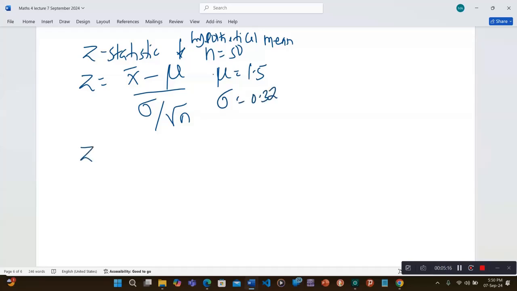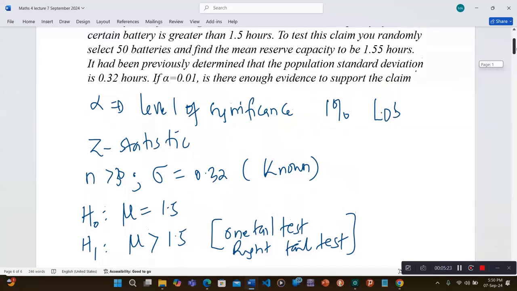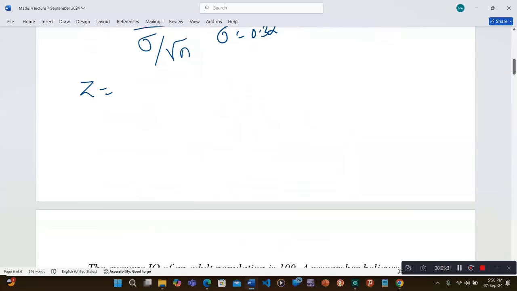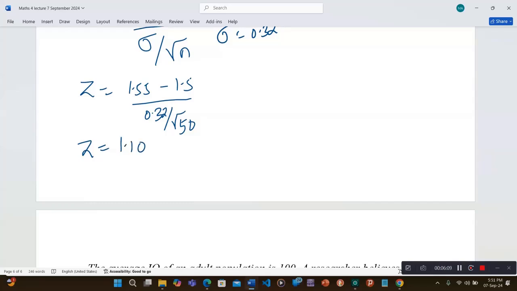So we can get Z, which is equal to the sample mean. We are told that when they took a sample of 50, the mean was found to be 1.55. So this is going to be 1.55 minus 1.5, divided by the standard deviation, which is 0.32, divided by the square root of 50. So we take 1.55 minus 1.5, divide it by 0.32, then multiply by the root of 50. So my z value is equal to 1.10. That's what we are getting.